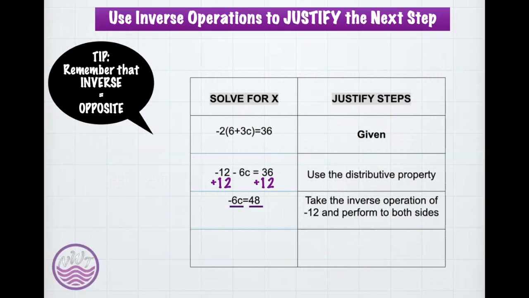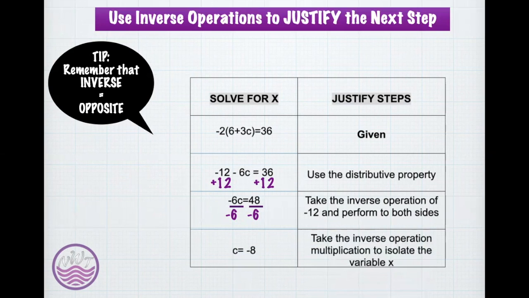I know that the inverse of multiplication is division, so they're my division signs. And remember, I need to get rid of that entire -6. So I'm going to divide both sides by -6. And I'm left with c equals -8. And my justification for that step is take the inverse operation multiplication to isolate the variable x.